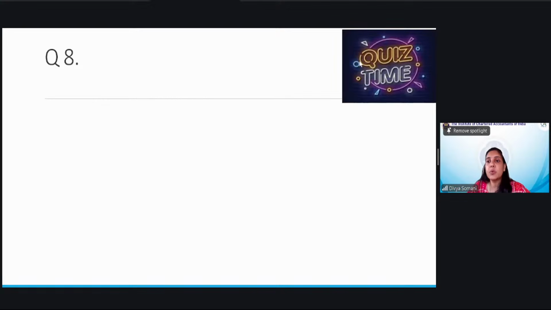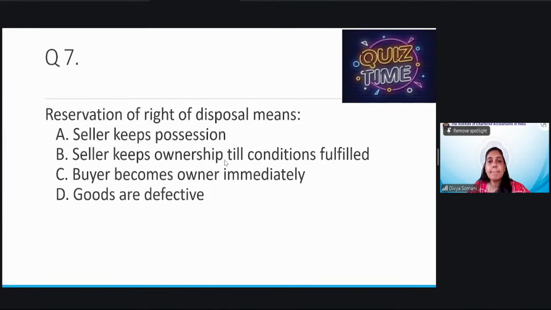Reservation of right of disposal. What does that mean? Quickly answer in the chat box. Yeah, most of you have again answered it correctly. Option B, seller keeps ownership till the conditions are fulfilled. Correct. And which section was it about?